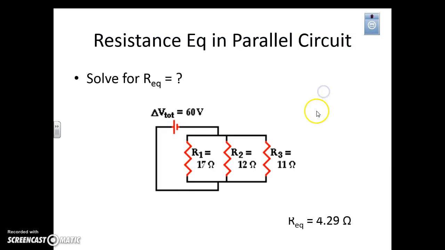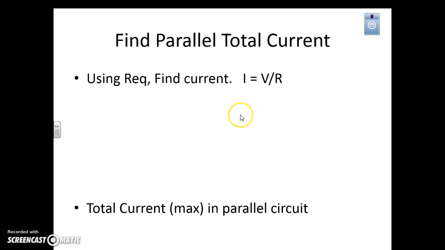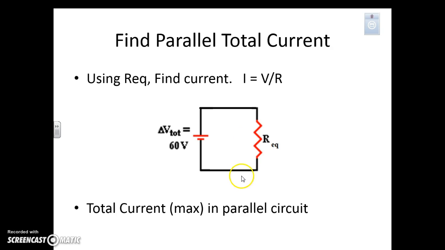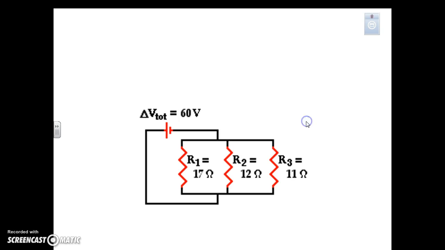Moving on. So now that we have the REQ, or our R, and we know that the voltages are the same, we can actually find the current in our system. Well, I guess we'll start from the REQ. So from right here, we can actually find the maximum current in our battery just by using the REQ.